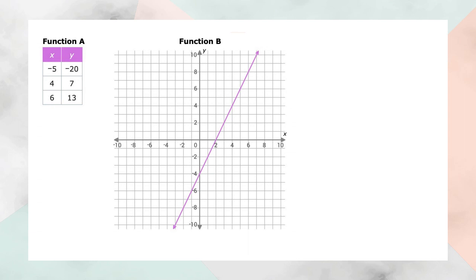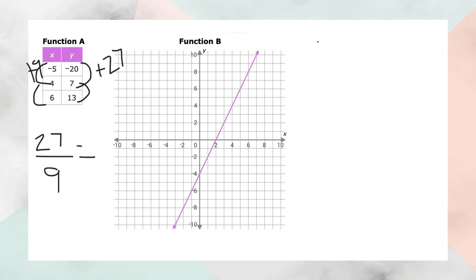So now we are given 2 different functions, so we're going to do the same process. So I look at how I am changing on this one, and again, really any one. So from 20 to 27, that is adding 7. And then from -5 to 4, that is adding 9. So my slope would be 27 divided by 9, and 27 divided by 9 is 3. So that gives me my slope.